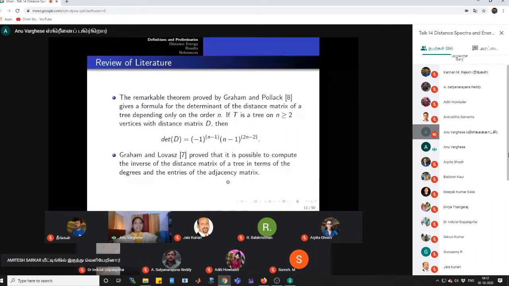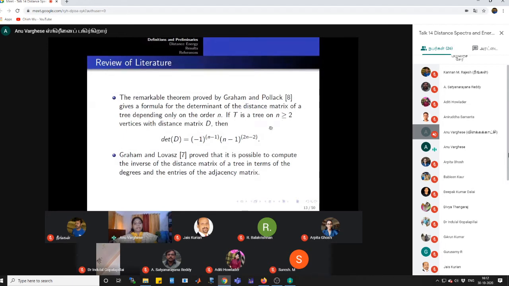And in the case of trees, a very surprising result by Graham and Pollak is that the determinant of the distance matrix of a tree is equal to -1 raised to n minus 1, into n minus 1, raised to 2n minus 2. The surprise is that for any tree of order n, the determinant is the same, because the determinant depends only on the order n. So for any tree of order n, the determinant of its distance matrix will be the same.